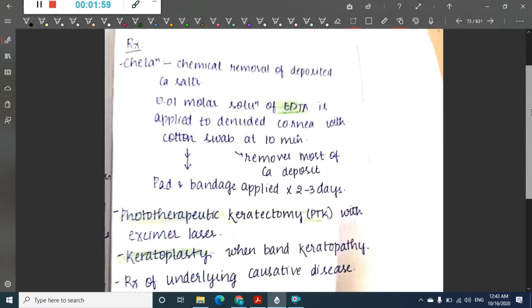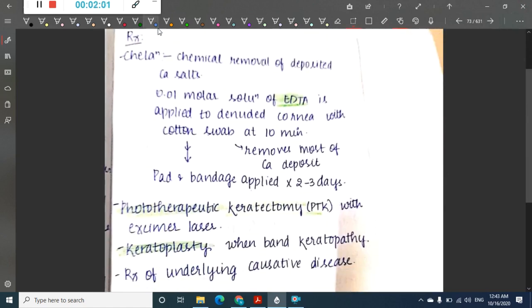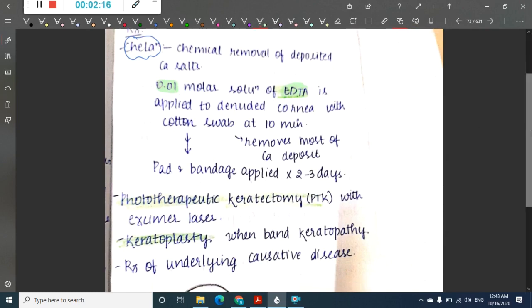Now, how are you going to treat it? The problem is in calcium, right? So you will have to chelate the calcium salts. This chelation you can do with EDTA. If you apply a 0.01 molar solution of EDTA with a cotton swab for 10 minutes, this will remove the calcium deposits, because the calcium combines with EDTA and thus it can be removed.